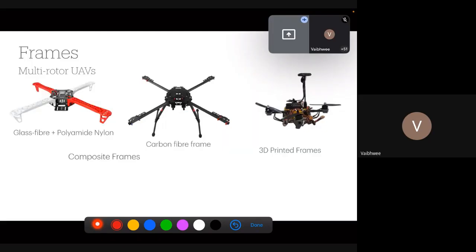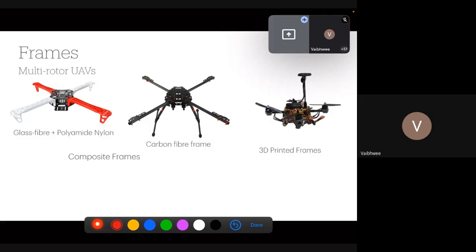So the frames that are usually used for multi-rotor UAVs, the most popular one, because they are very cheap, is the glass fiber plus polyamide nylon composite. These cost something between 650 to 1,000 rupees. These are composite frames with the mounting plates being basically PCBs, where you can install your ESC, route your ESCs and the battery connections through them.